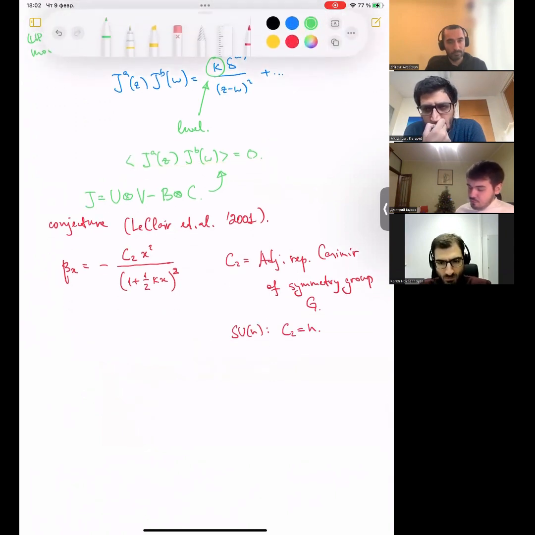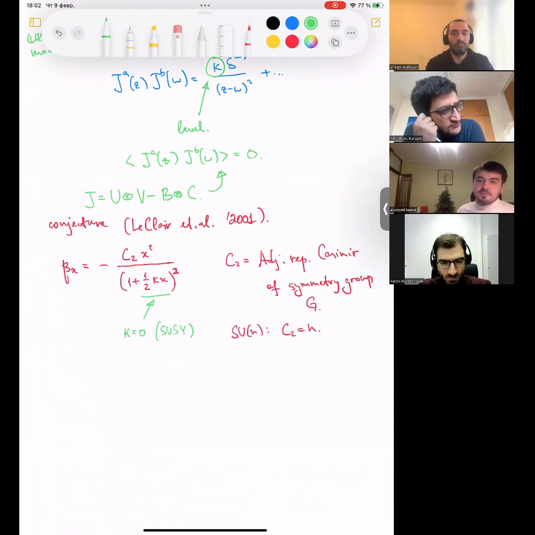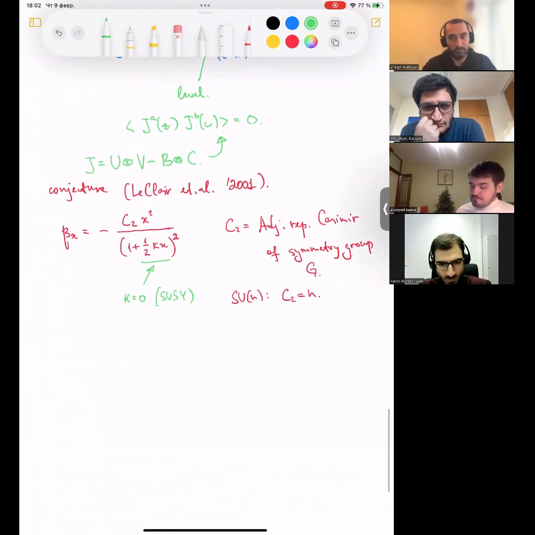And the point is that if we substitute k equals 0 here, there's no denominator. So this should correspond to the supersymmetric case. That means the beta function is one-loop exact. And this seems to match the known results about supersymmetric sigma models: for the supersymmetric CP^N models, the beta function from superspace analysis is one-loop exact.